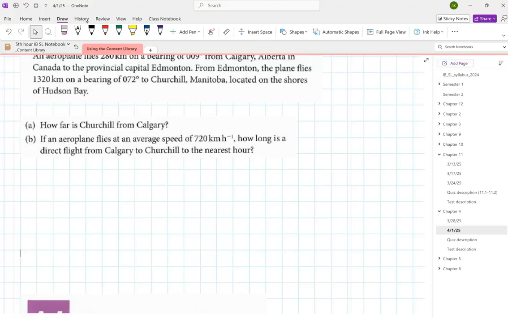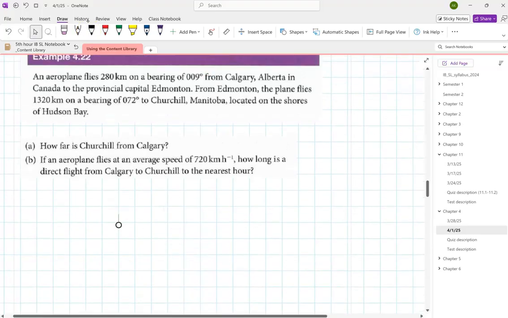I'm going to approach this all from a vector standpoint because AP pre-calcers did vectors. Regular trig kids did vectors. We did this all last year. So I'm going to do it this way. Everybody's okay? All right.